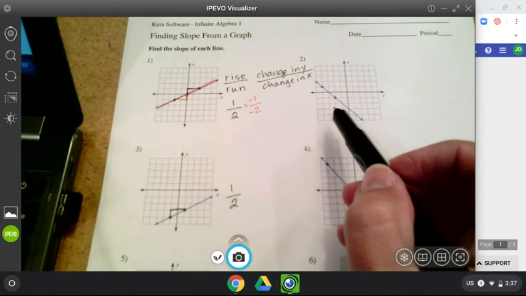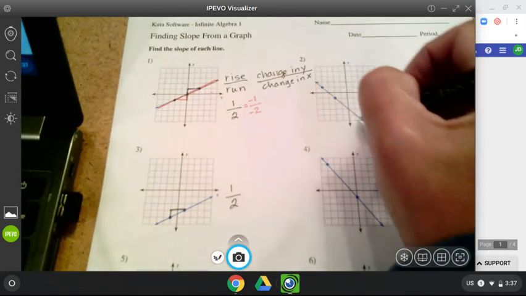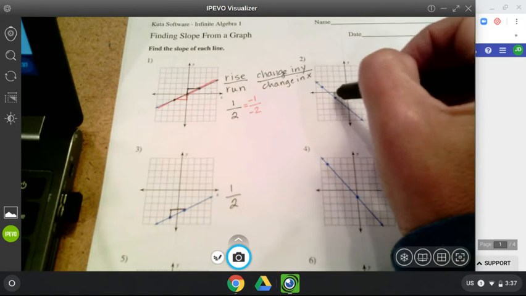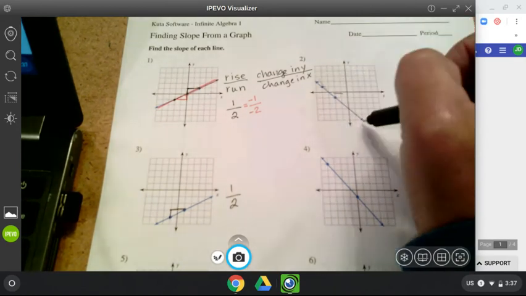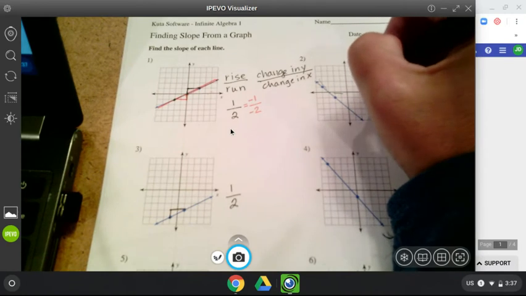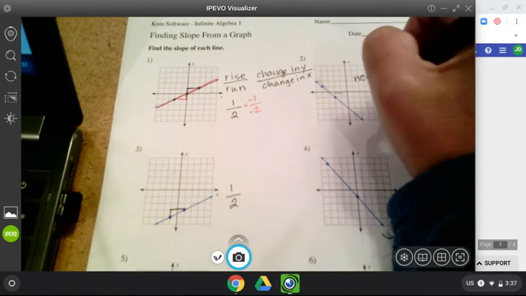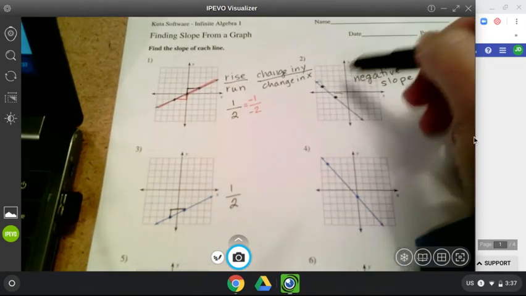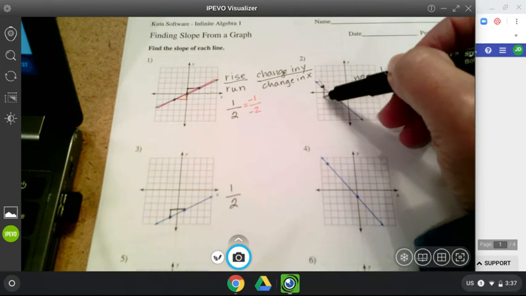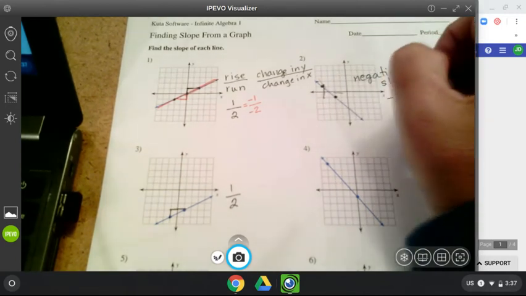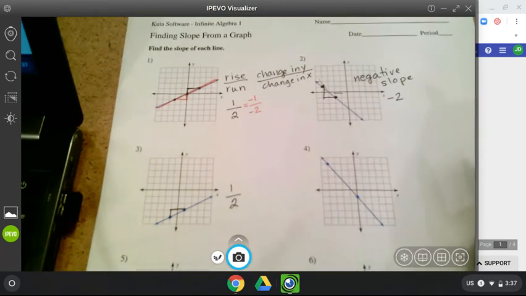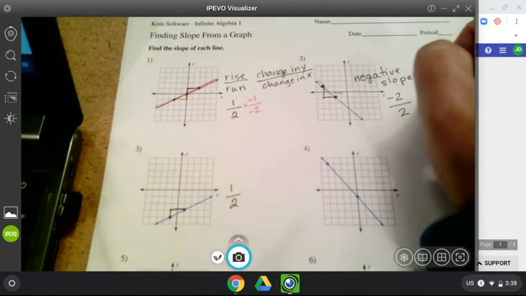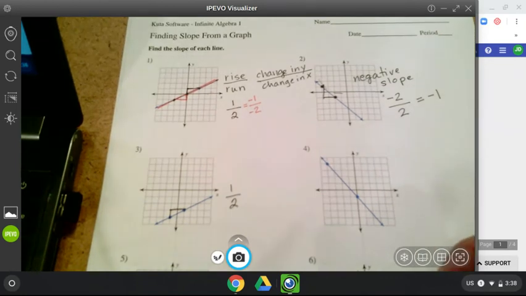When you look over here at number 2, this looks like it's going downhill, or as the x values are increasing, the y values are decreasing. So this is going to be a negative slope. And if I were to do the same counting with the rise over run, let's say I start here and I go down, which is a negative direction, 2 spaces, and to the right, which is a positive direction, 2 spaces. This entire thing, -2 divided by 2, is equal to -1.